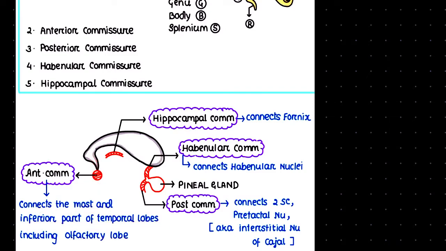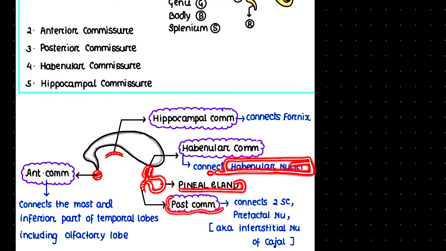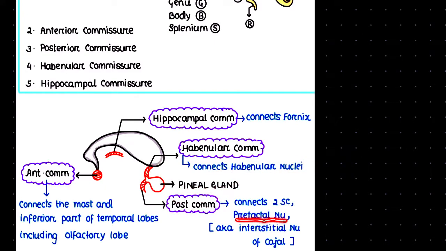Now we talked about the anterior commissure, let's talk about our habenular commissure. It is present below the splenium and pineal gland. As you can see, the pineal gland consists of the structure that connects the habenular nucleus. Now below the pineal gland, we have the posterior commissure. It connects the two superior colliculi, the pretectal nucleus. It is also called the pretectal nucleus, that is the interstitial nucleus of Cajal. So this was about our posterior commissure.